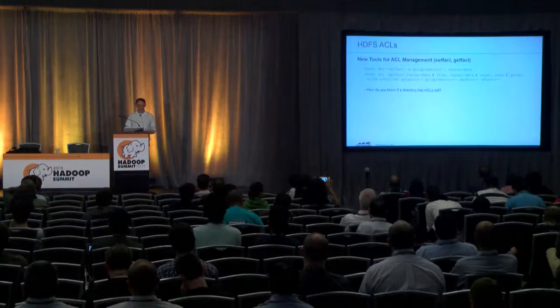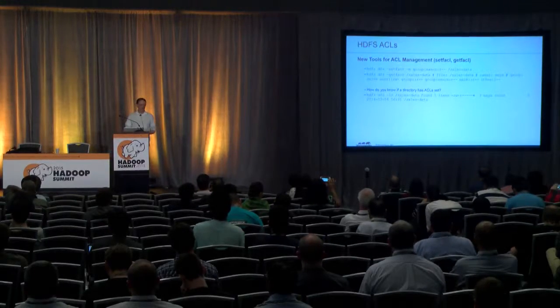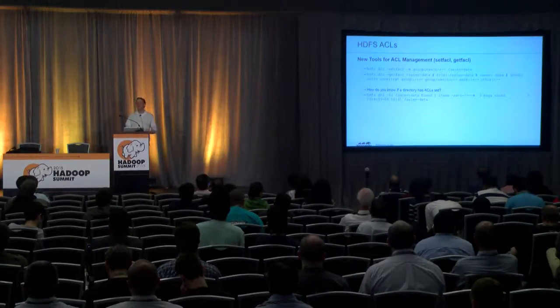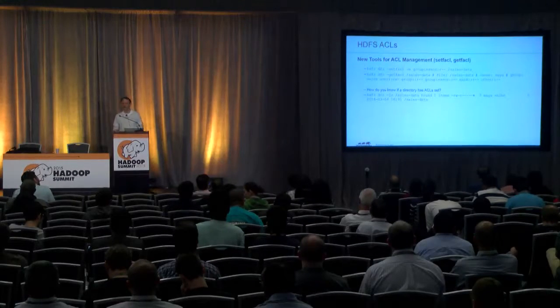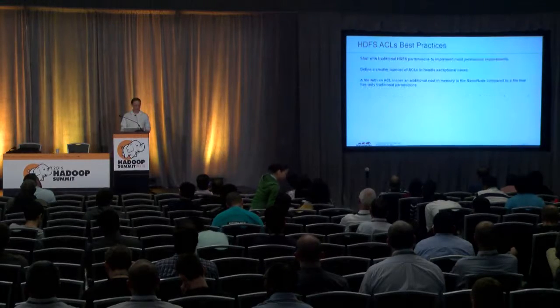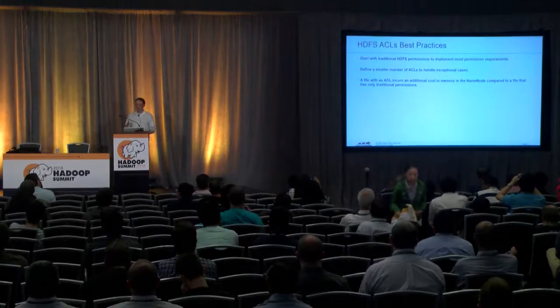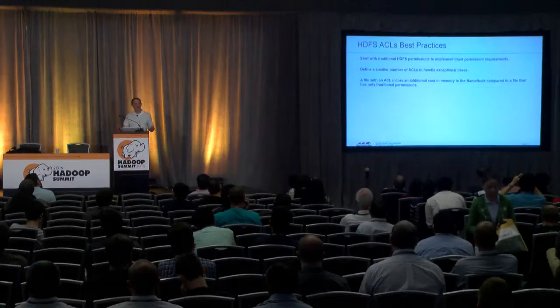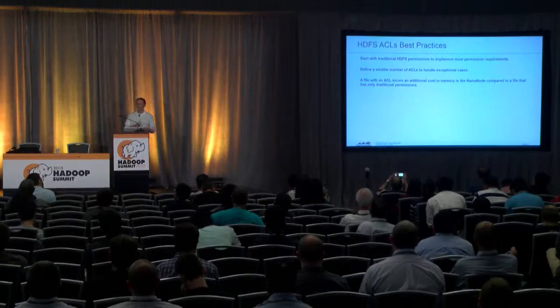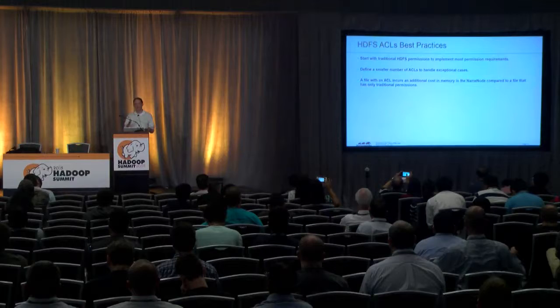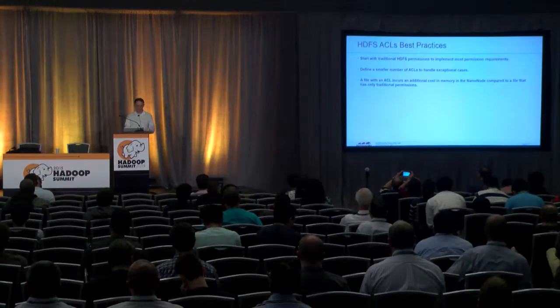And in addition, if you want to know if a particular directory or file has ACLs set, the output of ls has changed so that there is this little plus sign appended to the permissions. And that's your cue that you can get more information by running getfacl. We recommend that you start with traditional HDFS permissions to model your requirements and then use ACLs for one-off exception cases. That's because ACLs have a higher memory requirement compared to a plain inode in memory.